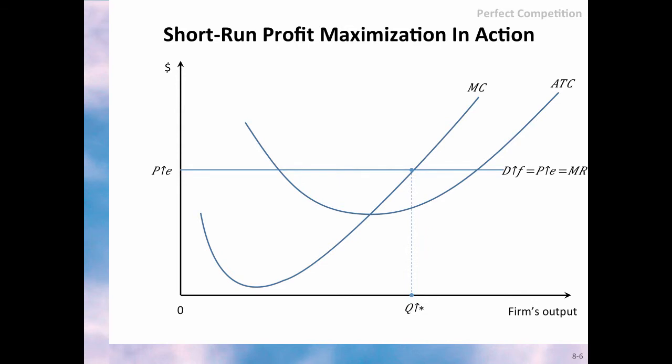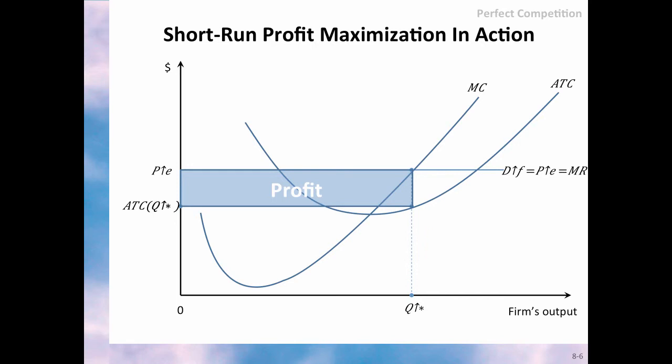Remember, profit is equal to total revenue minus total cost. Since total revenue is equal to P times Q star and total cost is equal to average total cost or ATC times Q, the profit level in the short run equals this blue rectangle.